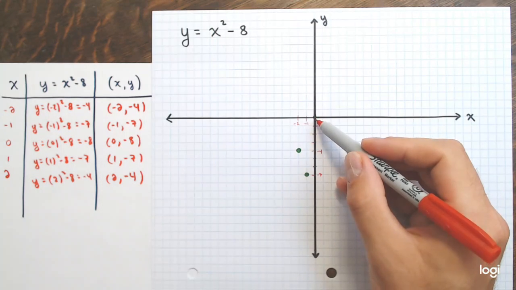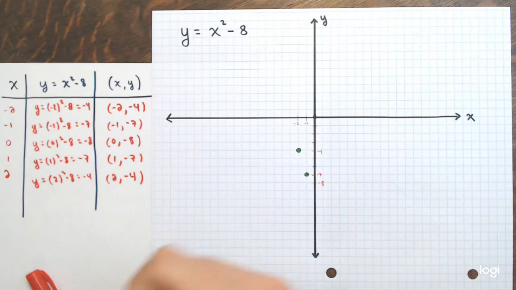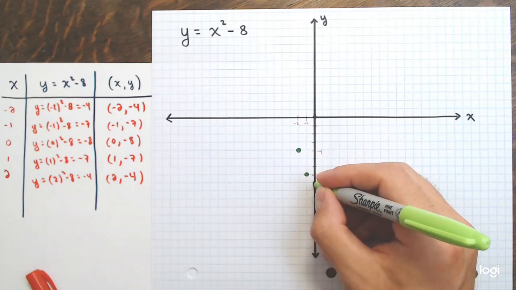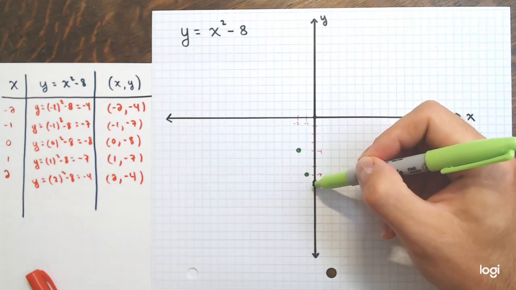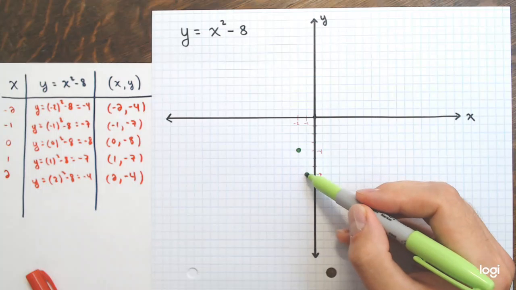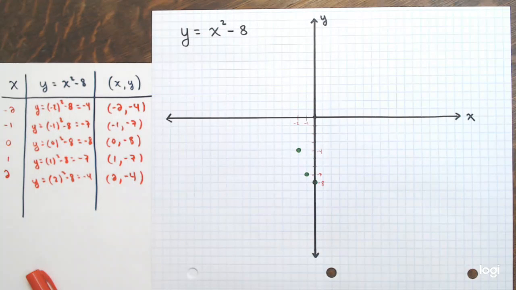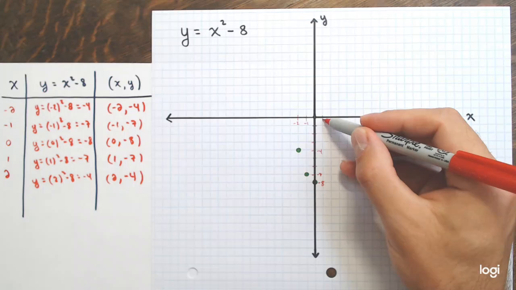0, negative 8: 0 on the x, negative 8 on the y. And right here is where we're seeing these do not fall in a straight line. If I were to draw a straight line through these two, it wouldn't hit that third point. Same thing if I drew a straight line through these two, it wouldn't hit that third point. So right away, now we're seeing this is not a straight line graph. The next point, 1 for the x, negative 7 for the y.